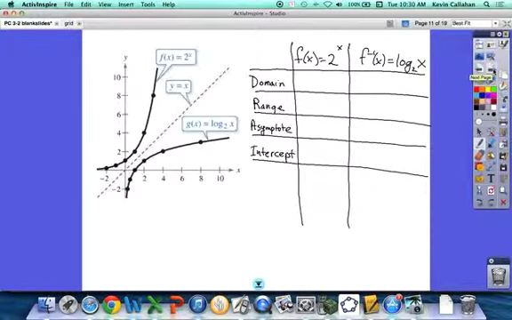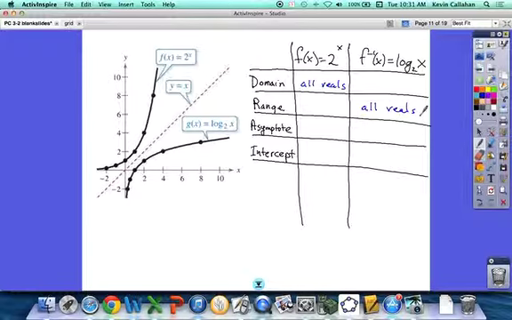So again, it should look like the graph of the exponential and the graph of the logarithm are reflections across the line y equals x, which is right here. Now remember, we've already studied the exponential function some. We know that the domain of the exponential is all reals. That means that the range of a logarithm is all reals.